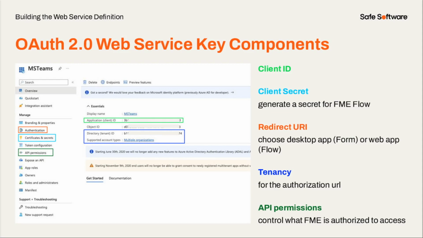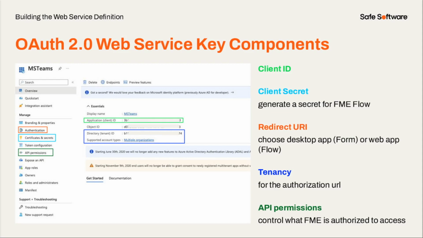For Microsoft, they actually don't trust desktop applications to send a client secret. They don't believe that it's secure enough to keep a client secret on a desktop machine. So for FME Form, we don't send a client secret. That's why the optional box was checked. But if you're publishing your web connections and workspaces to FME Flow, you will want a client secret for that, and you'll reconfigure the web service on Flow.